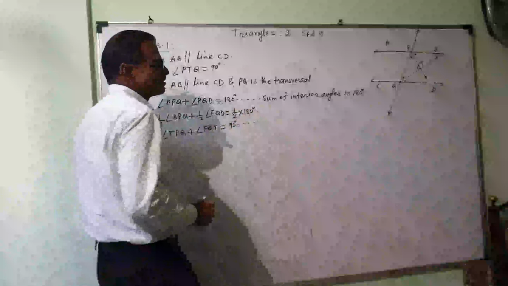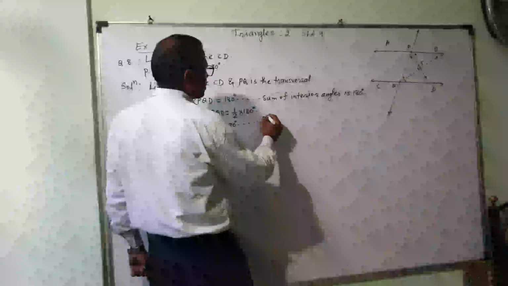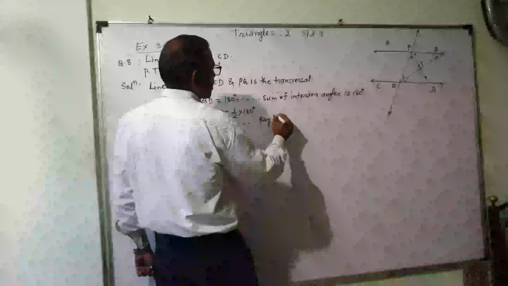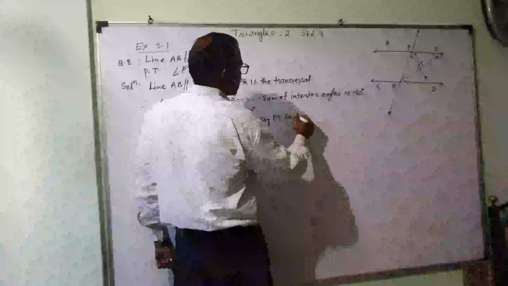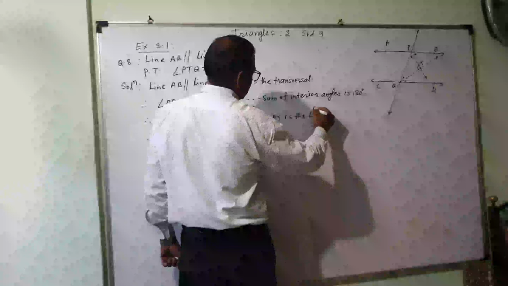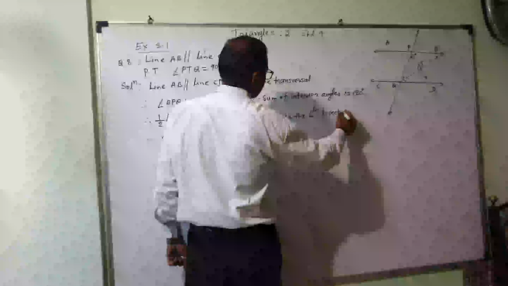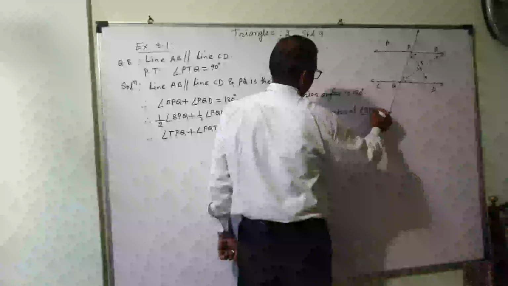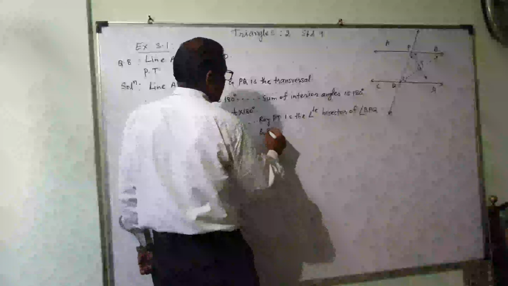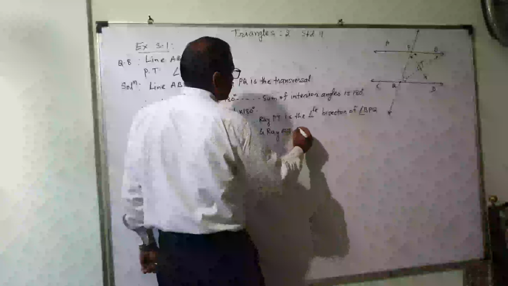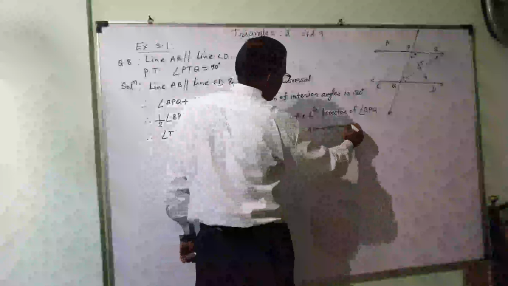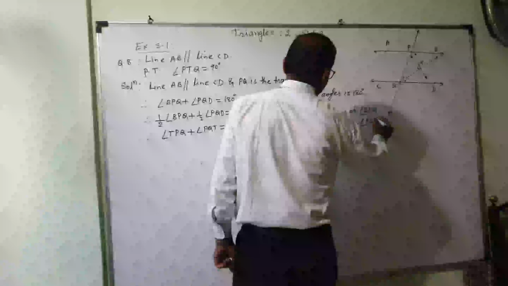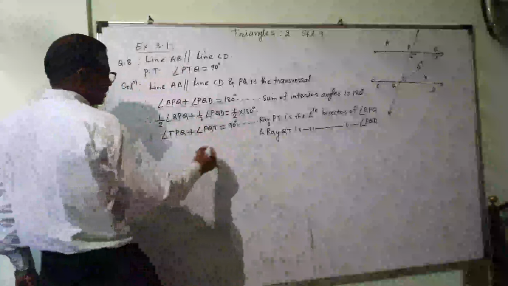Here you have to give the reason. Ray PT is the angle bisector of angle BPQ and ray QT is the angle bisector of angle PQD. That's why we have written like this. This is your number 1.